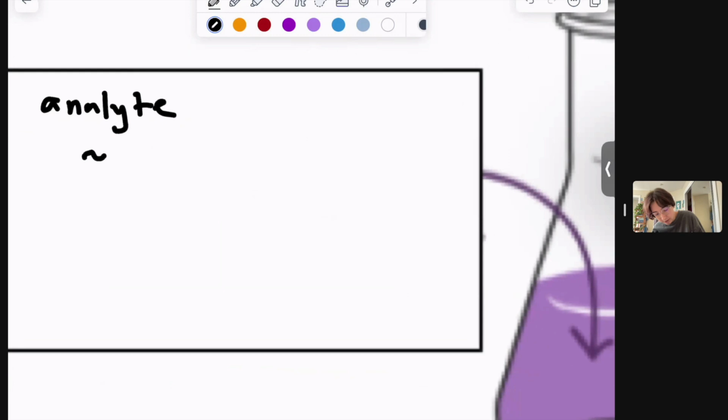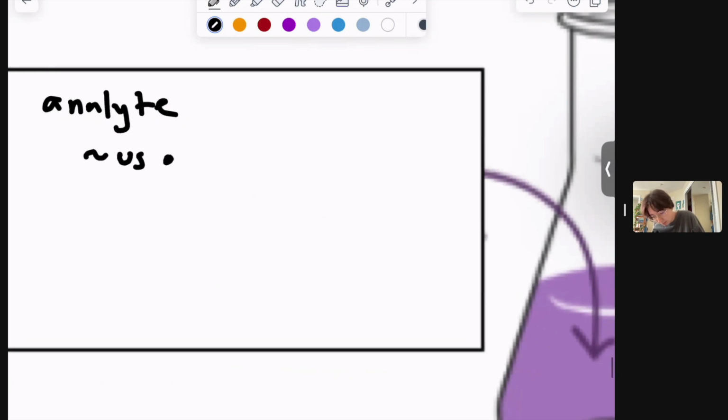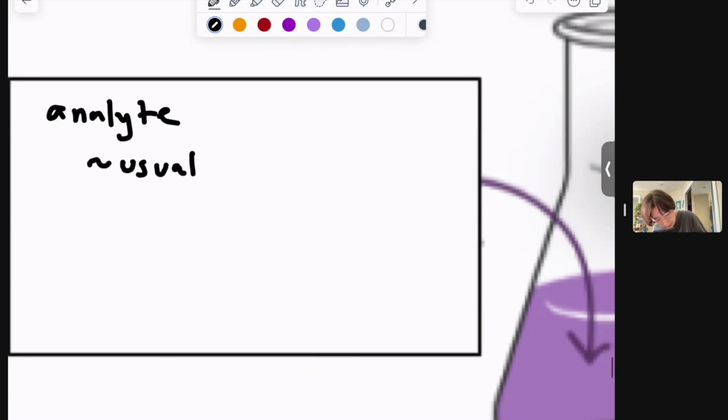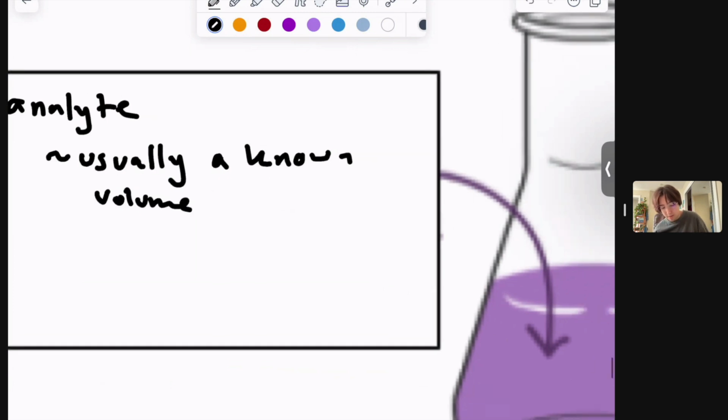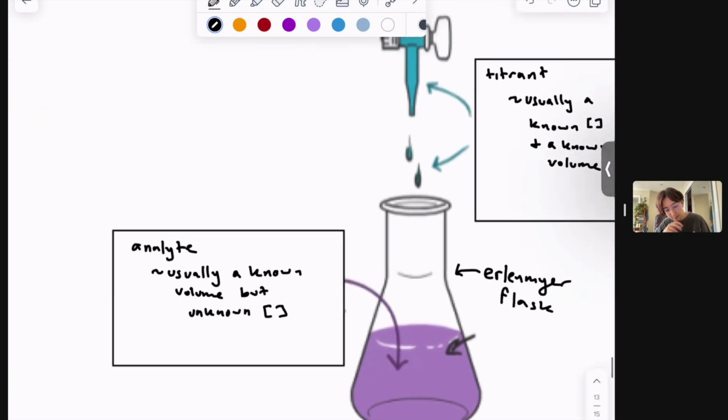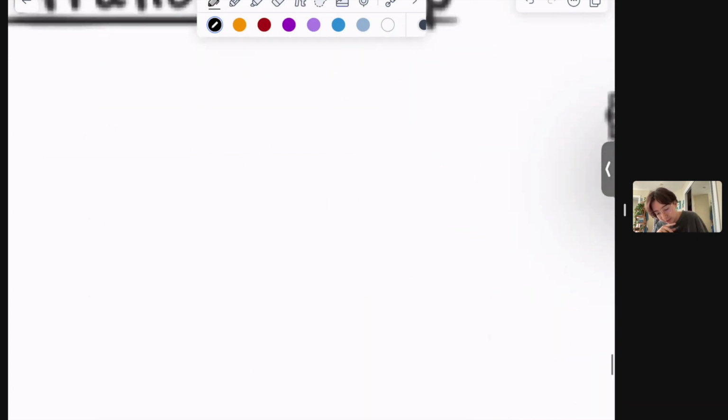Okay, our analyte. Usually we know how much we added to the flask, right? Usually a known volume. But often our goal here is that we don't know its concentration. So what you're really doing here is dripping in a titrant very slowly into your analyte. And there's going to be some kind of chemical reaction between these.